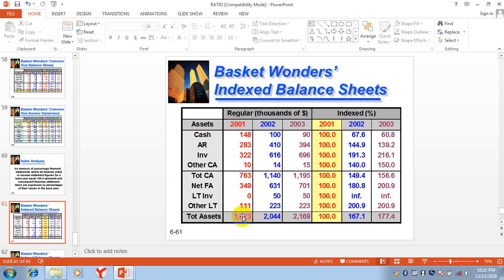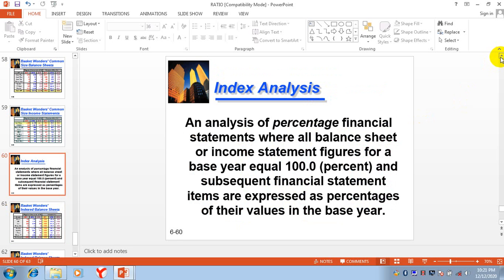One year will become the base year, this 2001, and the other years will be as a percentage of this base year. What is the procedure? I will tell you in some time. Again, he is telling you that the base year will become 100%, and subsequent financial statement items, meaning 2002 and 2003 since 2001 is the base year, are expressed as percentages of their value in the base year. The 2002 and 2003 data will be as a percentage of this base year data.